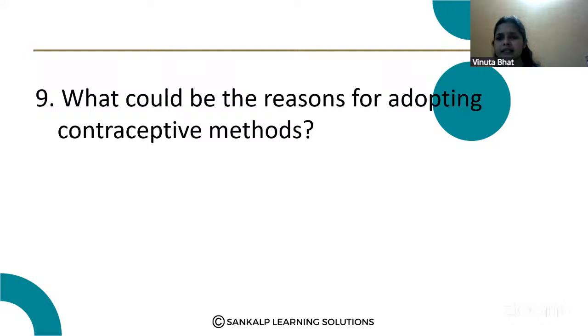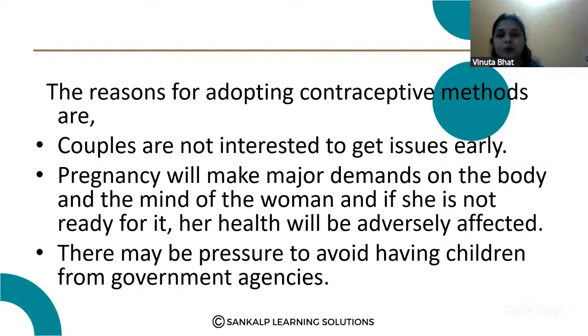What would be the reasons for adopting contraceptive methods? The reasons for adopting contraceptive methods are: couples are not interested in having children early. Pregnancy makes major demands on the body and the mind of the woman, and if she is not ready for it, her health will be adversely affected. There may be pressure to avoid having children from government agencies, that is also one reason.